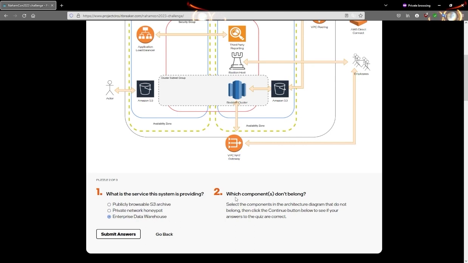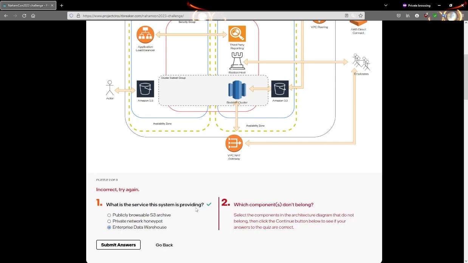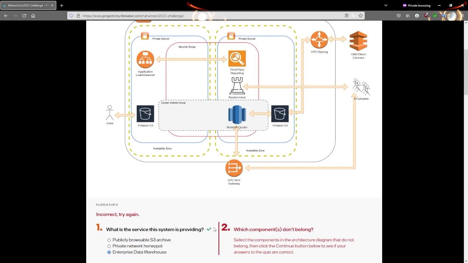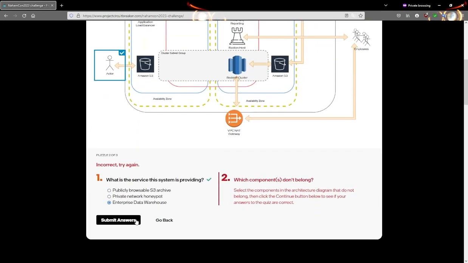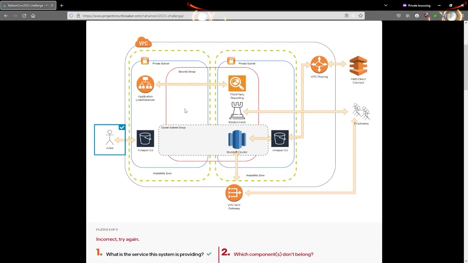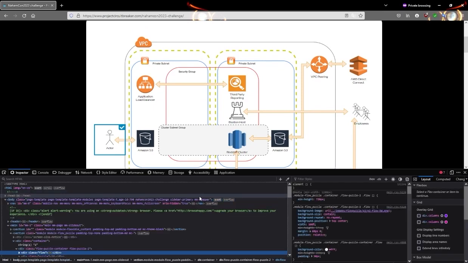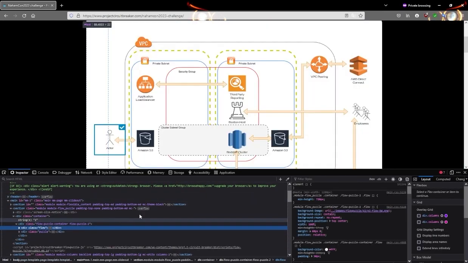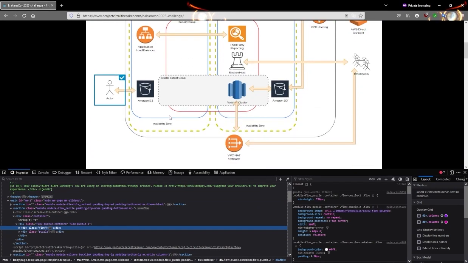Then which components do not belong? I wanted to see if my answer was correct. The enterprise data warehouse was also correct. But one cannot be right here, it doesn't work that way. So here we see that it is suggesting that there might be multiple components that don't belong. What I basically did was right-click on this one and go to inspect to see what is happening behind the scenes when we click on something.